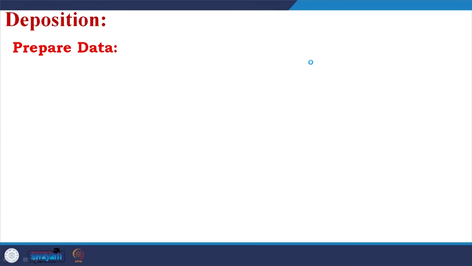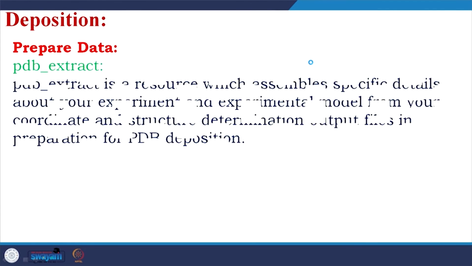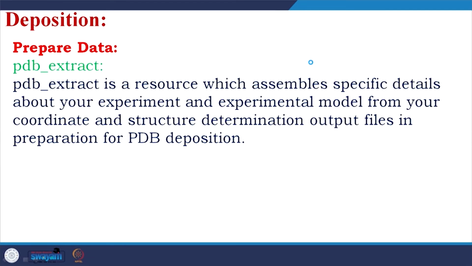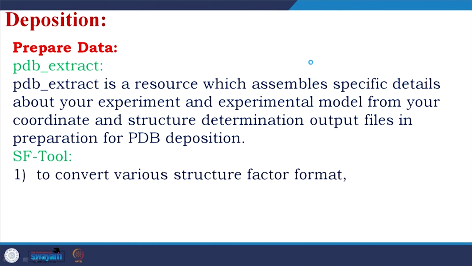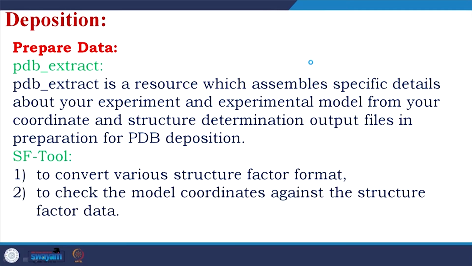For deposition, you have to prepare data. PDB underscore extract is a resource which assembles specific details about your experiment and experimental model from your coordinate and structure determination output files in preparation for PDB deposition. SF tool is used, one, to convert various structure factor formats, and two, to check the model coordinates against the structure factor data.